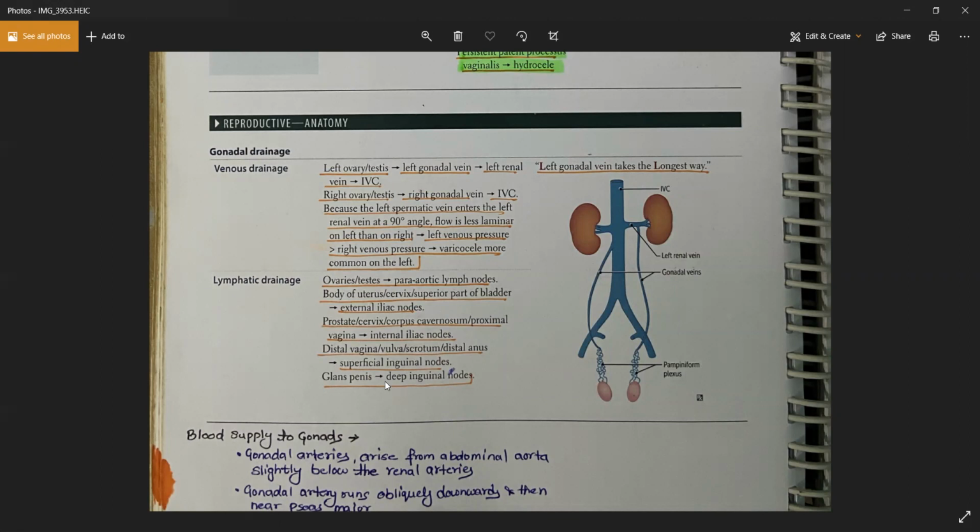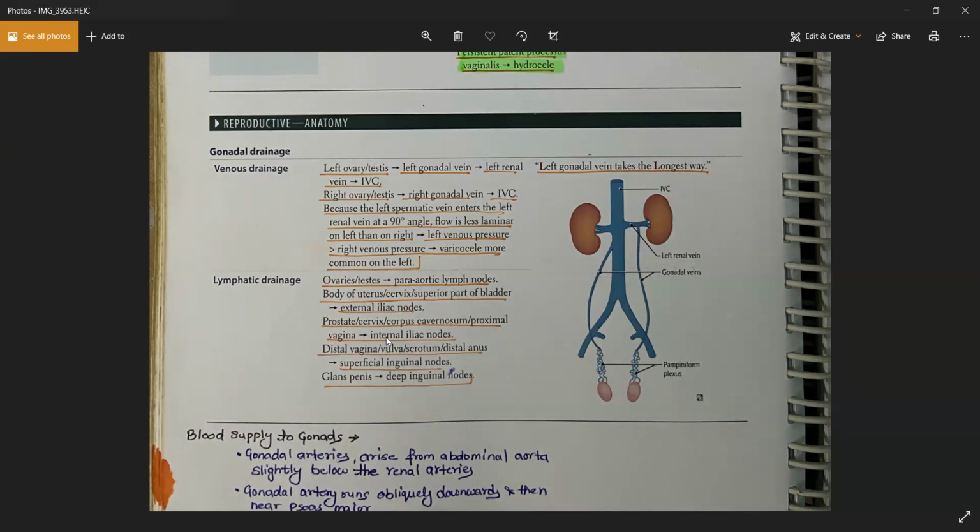Then as you go from superficial to deep structures in the genitals, you will have the drainage of this lymph from deep inguinal lymph nodes to the external iliac lymph nodes or the internal iliac lymph nodes. For example, the distal vagina, which is visible, vulva, scrotum, distal anus below the pectinate line. All these structures are superficial, and that's why they always go into the superficial inguinal lymph nodes. The prostate, the outer cervix, I must say, the corpus cavernosum, proximal part of the vagina, that means the deep vagina, will go into the internal iliac lymph nodes.